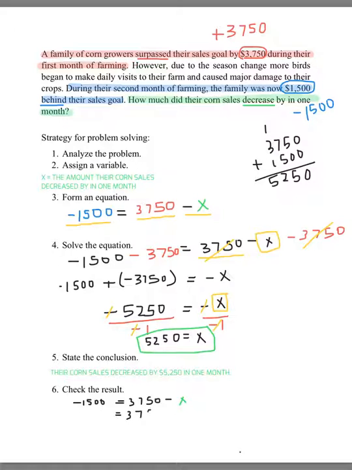So 3,750 minus 5,250. And on the right hand side, that's what we're going to have. And on the left hand side, we're just going to bring down the 1,500. So all we have left to do is to simplify the right hand side, since the left hand side is already in simplest form.